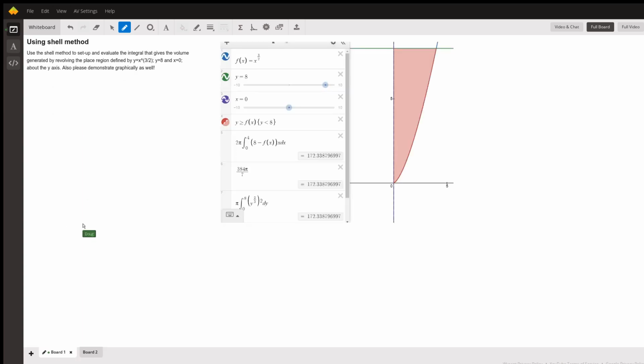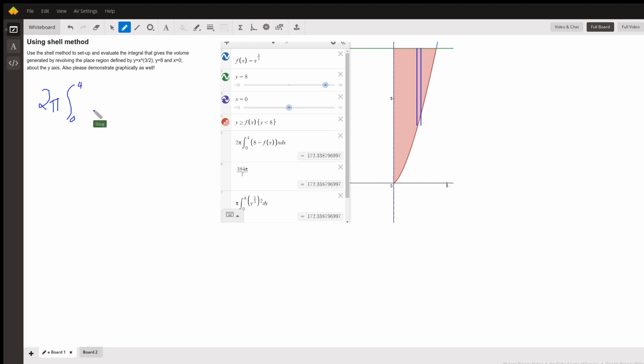So when you're using the shell method, you want to picture a typical little rectangle here that's parallel to the axis of revolution. And the formula is this. We're going to say 2 pi times the definite integral. Since we're integrating along, in other words, these rectangles are occurring along the x-axis from 0 to 4.